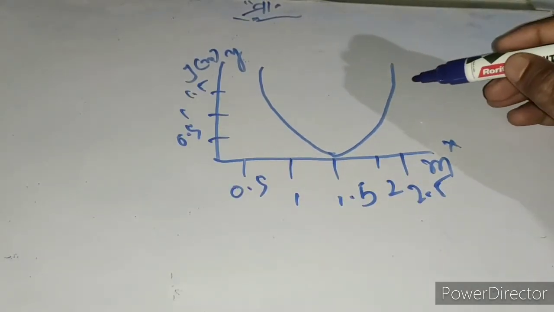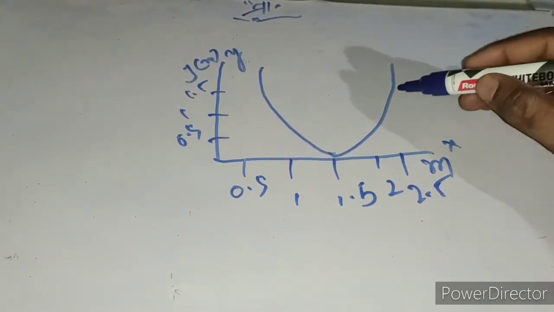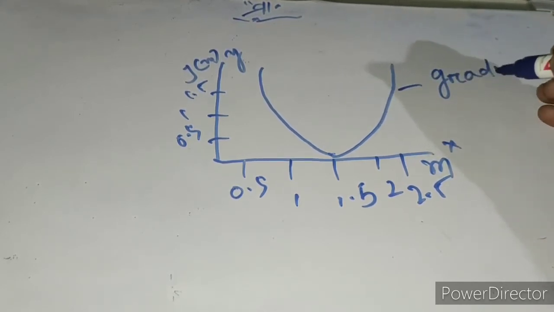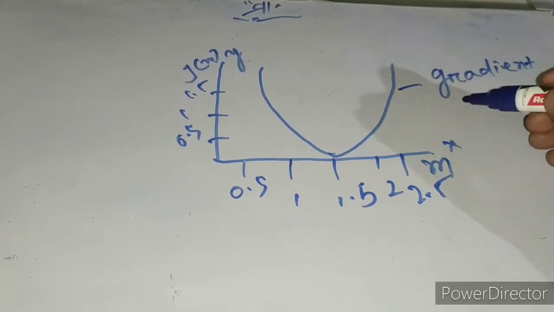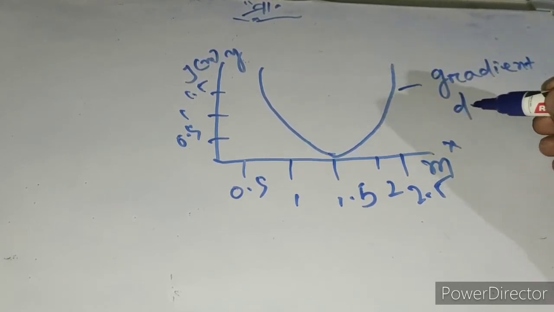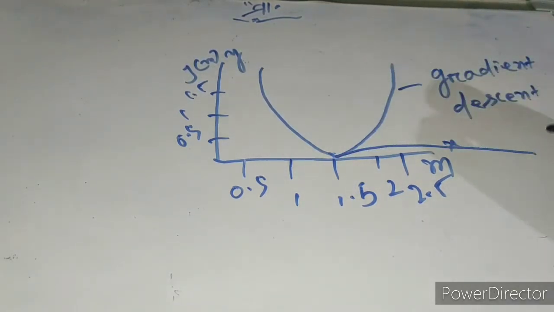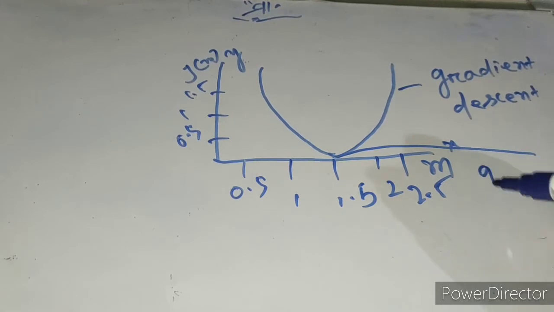This diagram is known as gradient descent, and this point which is touching the x-axis is known as the global minima.